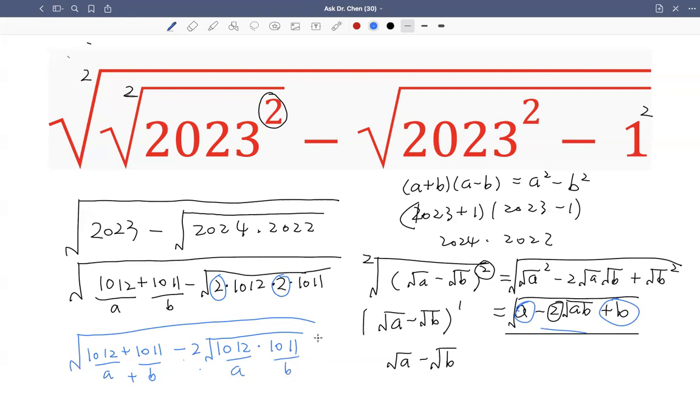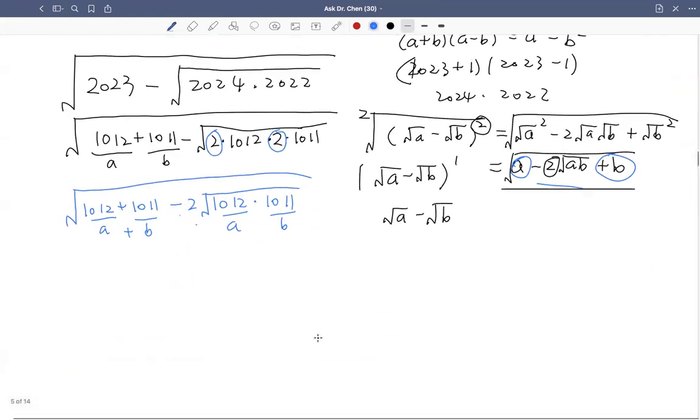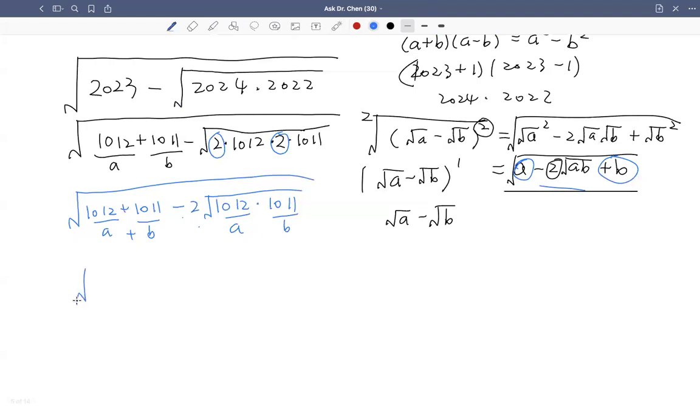So that means we can write this as a perfect square: the square root of A, which is the square root of 1012, minus the square root of B, which is 1011, then squared. The square root and the square cancel each other. So in the end, our answer is just the square root of 1012 minus the square root of 1011.